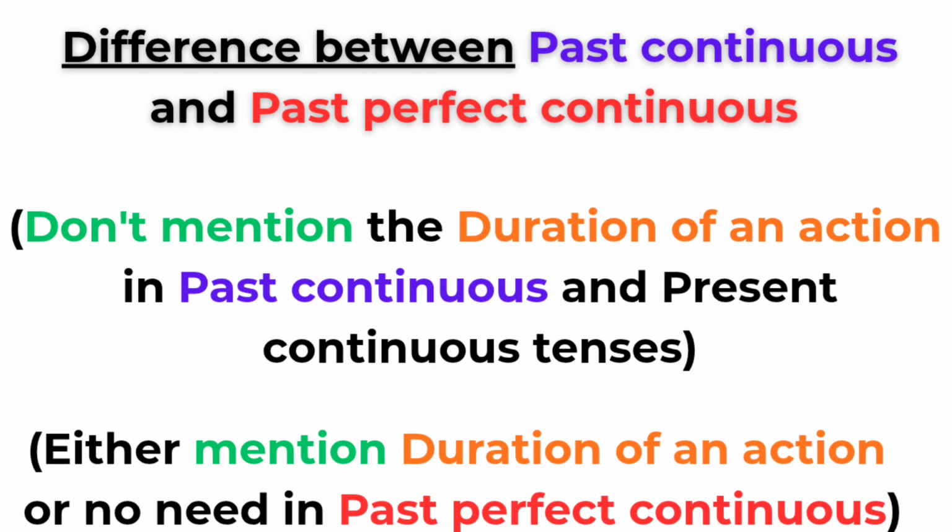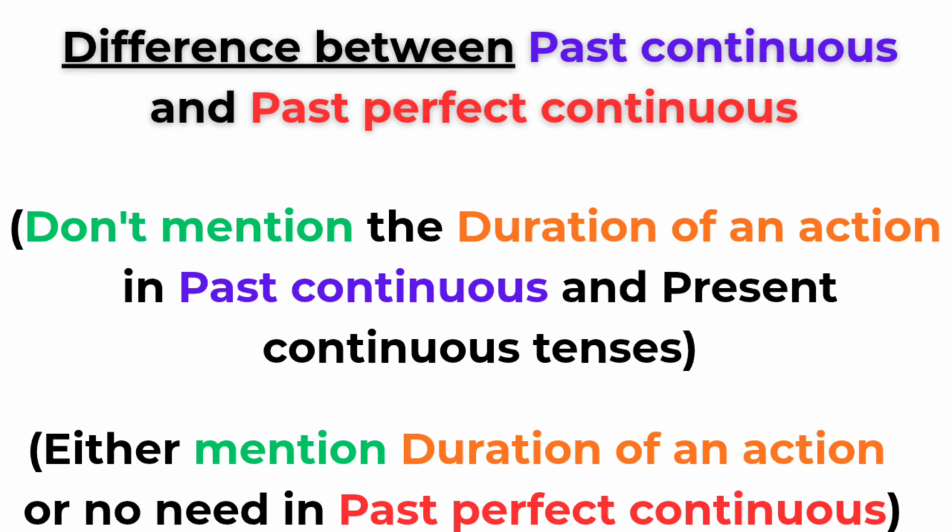When it comes to past continuous, don't mention the duration of an action. When you are talking about a past continuous action, don't mention the duration, meaning how long the action was happening. In past perfect continuous, either mention the duration of an action or no need. We will see examples one by one.